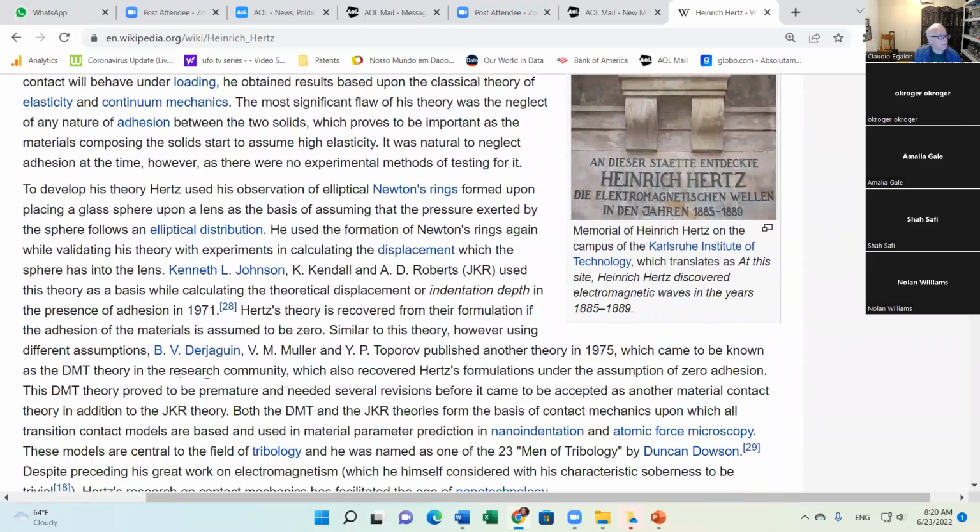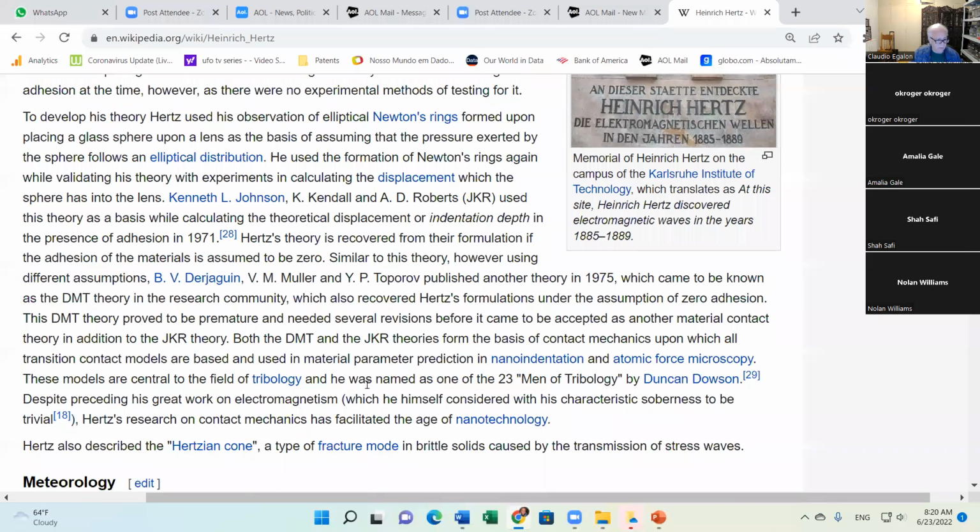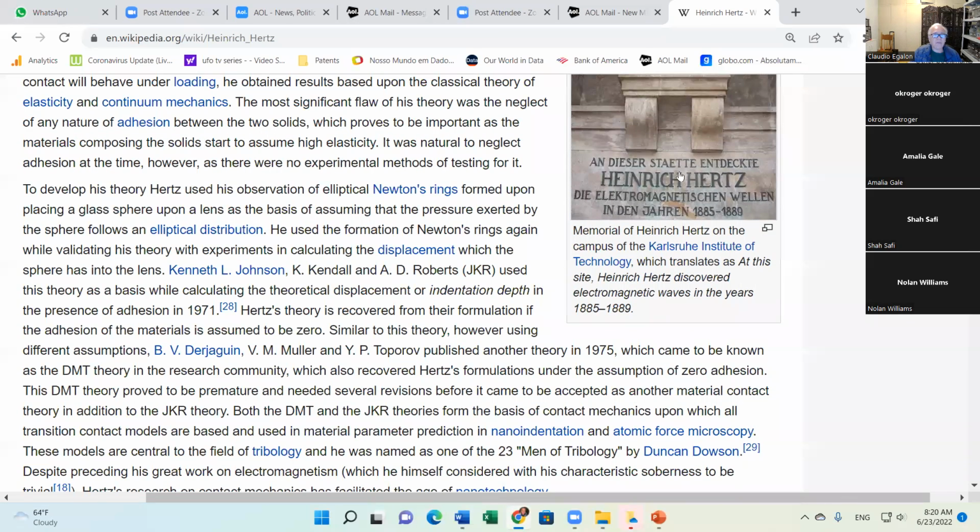So Hertz himself is a giant of physics, so much that we use his last name as one of the units of frequency.